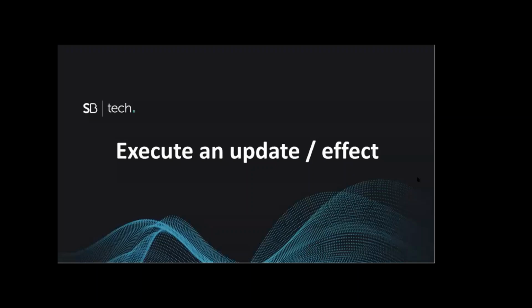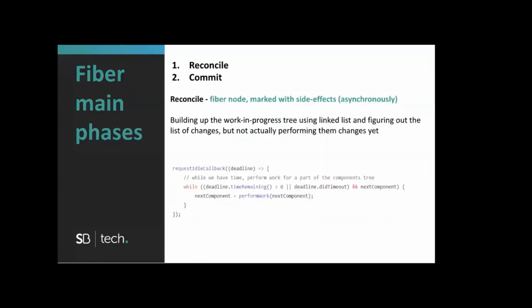So we have seen how Fiber processes elements by creating Fiber nodes, and also how Fiber walks the tree of elements without recursion using a linked list. And now we are going to see how it executes an update or effect, and how the changes are reflected in the DOM. So basically, Fiber does this in two different phases. One is the reconcile phase, the second one is the commit phase.